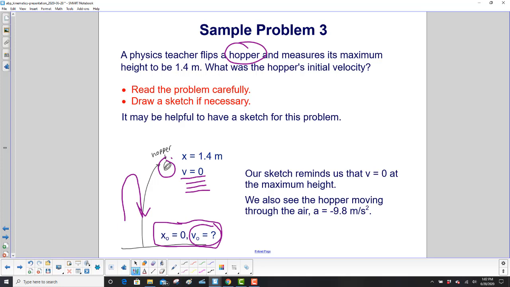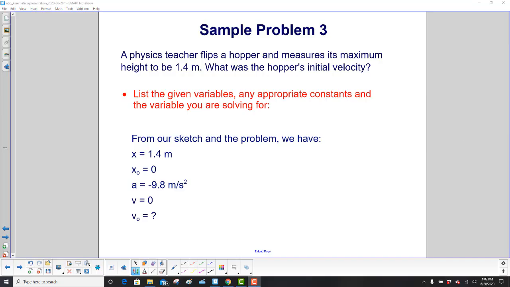Once again, the hopper is moving through the air, so the acceleration will be negative 9.8 meters per second squared. Even when the hopper is going up, the acceleration is still in the down direction, right? Gravity is always pointing down, whether you're going up or down.